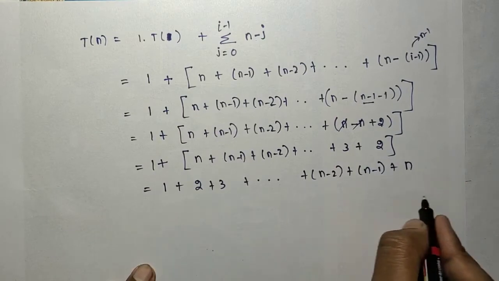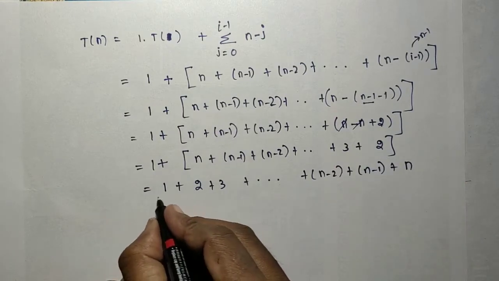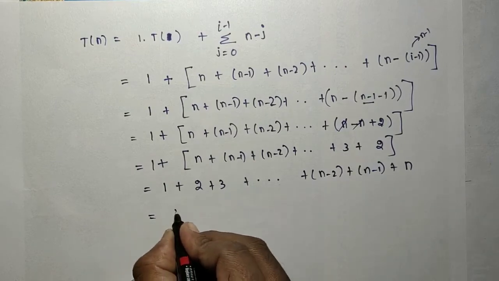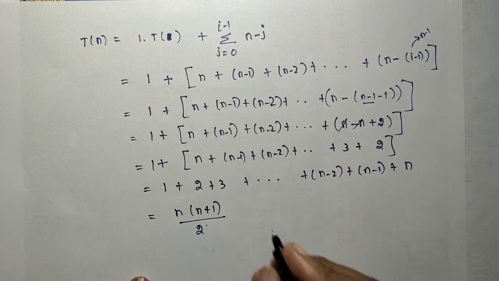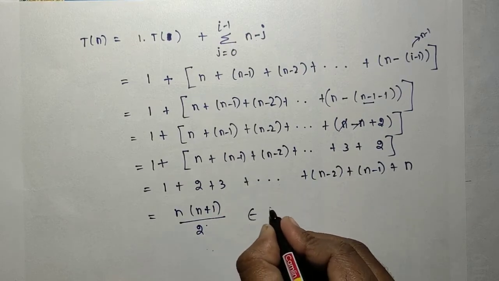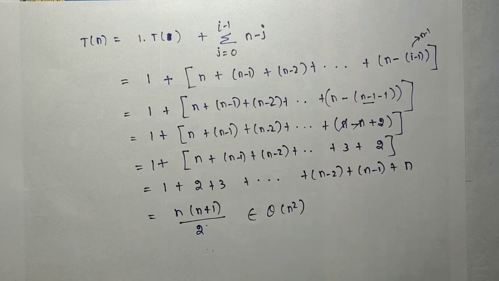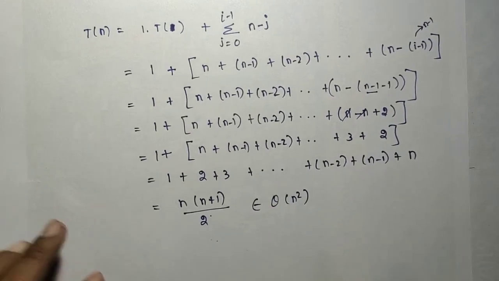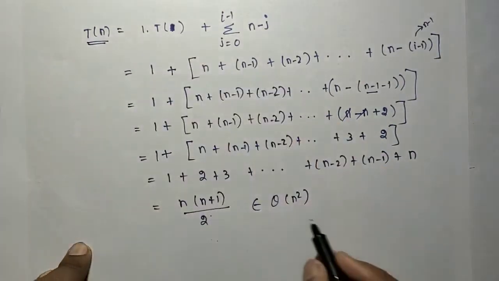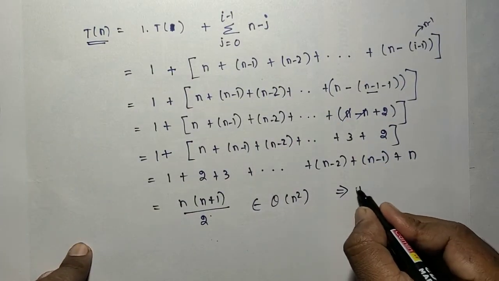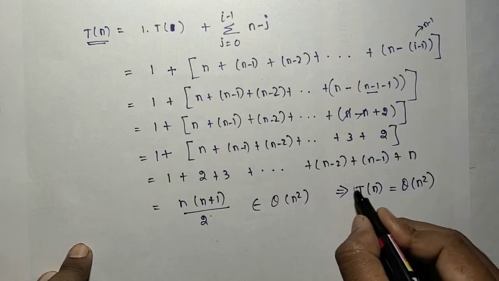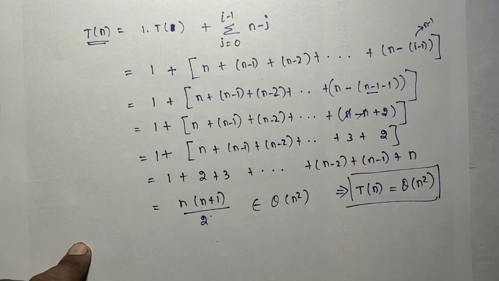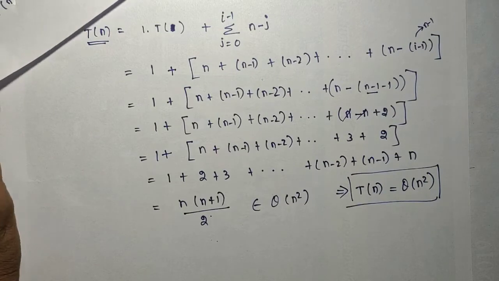This is nothing but an arithmetic series. If it is an arithmetic series 1 to n, the formula is n into n plus 1 by 2. N into n plus 1 by 2 belongs to theta of n squared. So the complexity for that unknown recurrence is T of n equal to theta of n squared. Okay, here we need to substitute.